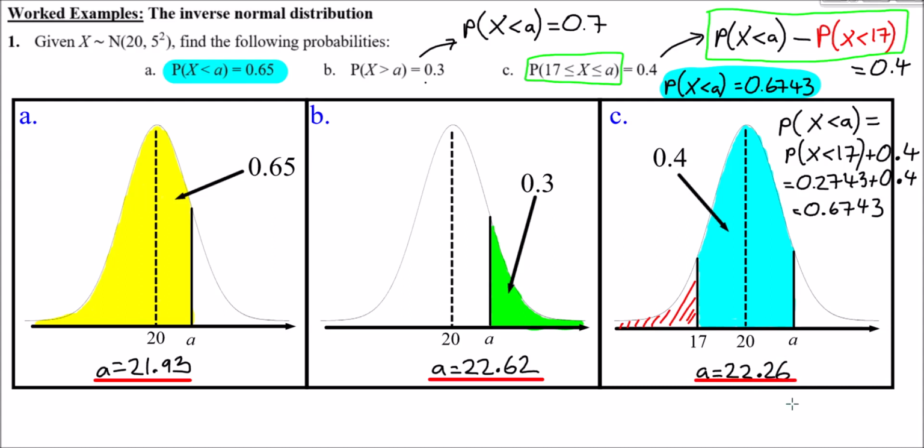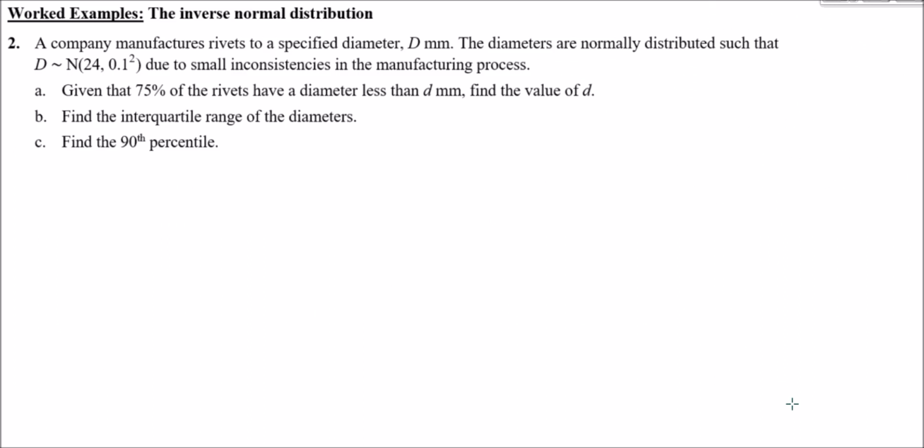Let's have a look at the final worked example. Worked example 2: a company manufactures rivets to a specified diameter, big D millimeters. The diameters are normally distributed such that D is normally distributed with a mean of 24 and standard deviation of 0.1, due to tiny inconsistencies in the manufacturing process. Nothing is truly identical, not even identical twins. So for A, B and C, let's think about 3 different parts of the question with 3 different diagrams.